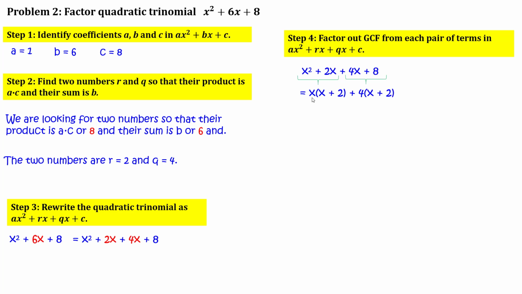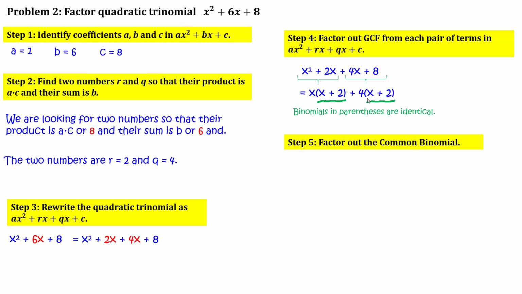So x squared plus 2x, the common factor is x, 4x plus 8, the common factor is 4. What's left over here is x plus 2, and then what's left over here is x plus 2 as well, because 4x divided by 4 is x, 8 divided by 4 is 2. Okay. And then I want to make sure that the binomials inside the parentheses, x plus 2, are identical, and they are. You have x plus 2 here and x plus 2 here.